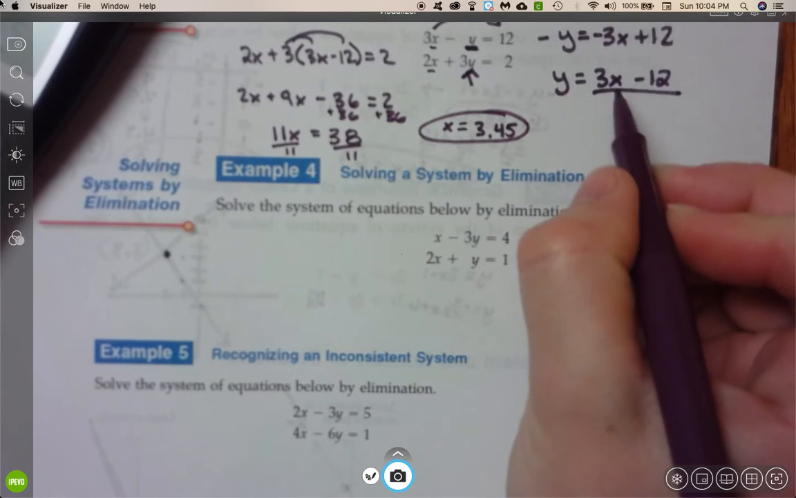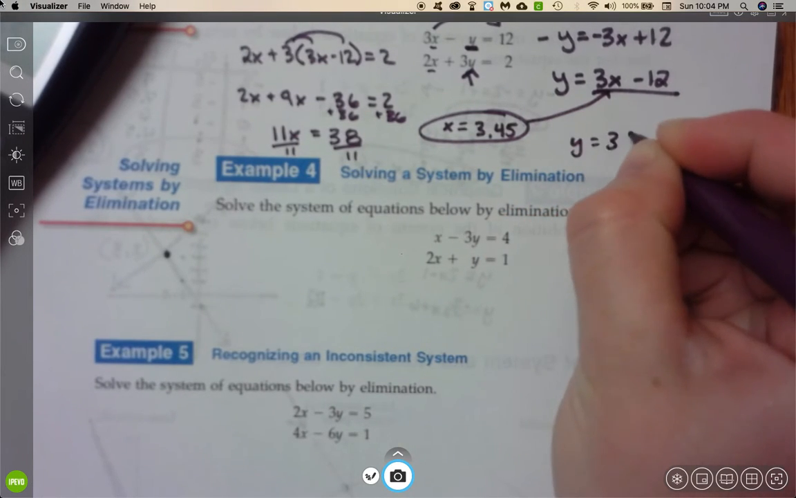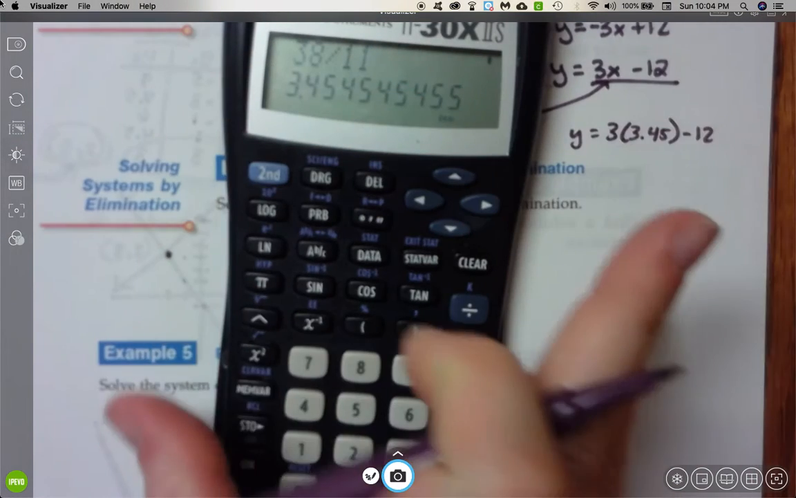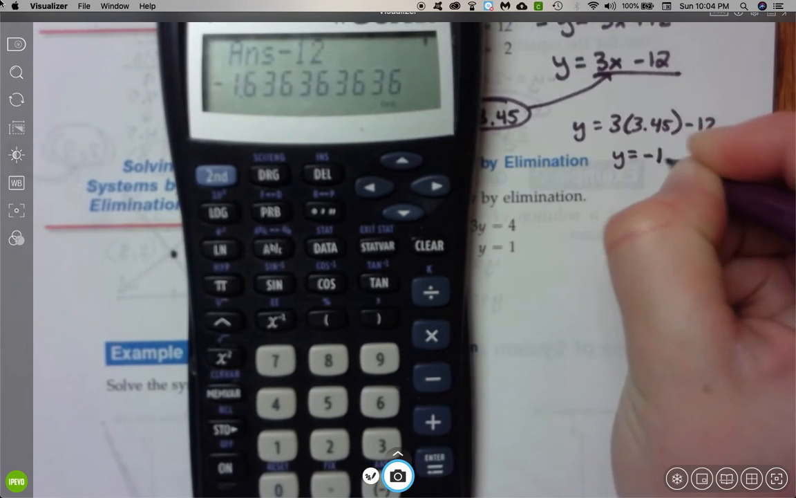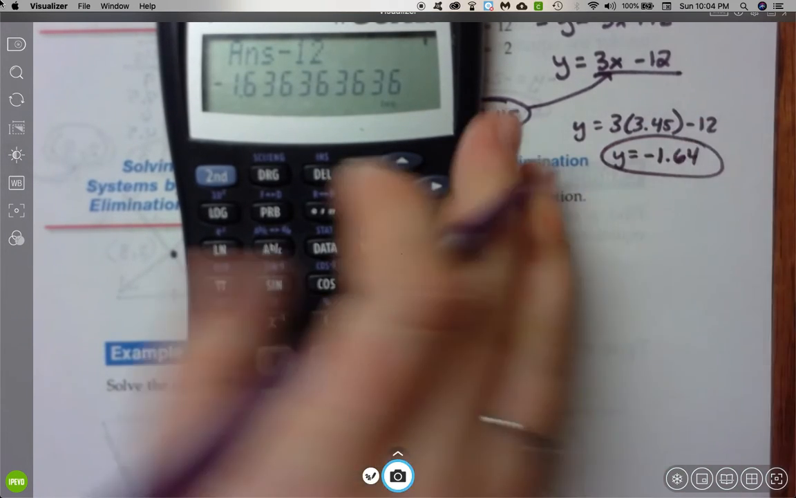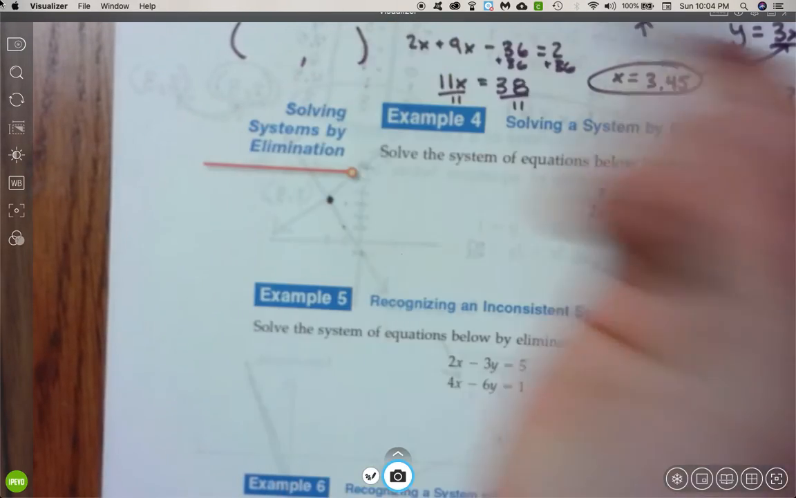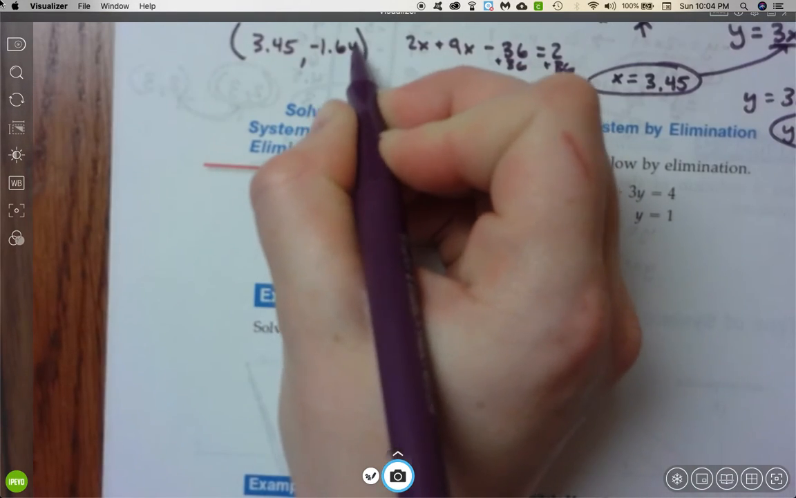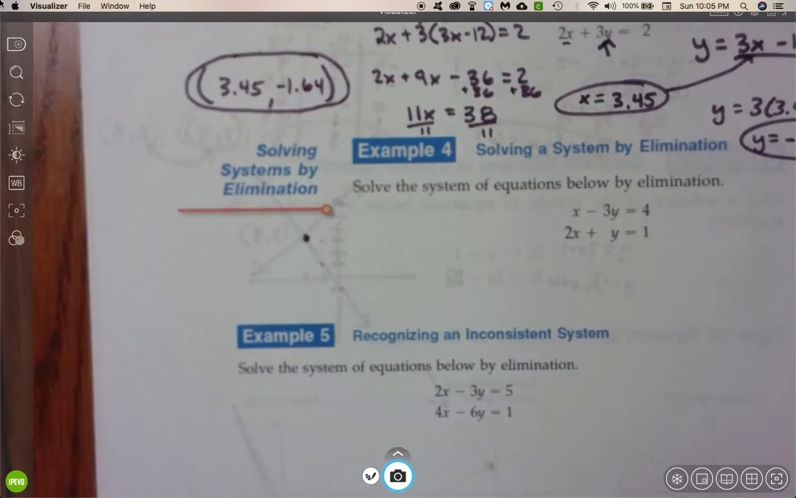Okay. Now I want to solve for y, so I'm going to plug the x back in there. So y equals 3 times 3.45 minus 12. I'm going to take what's already in my calculator, multiply it by 3, and subtract 12. And the y coordinate will be negative 1.64-ish. Yuck, that was a yucky one. Okay, so I'm going to write that as an ordered pair, which is 3.45, negative 1.64. And why do I care about this point? Like what happens there? That's where those 2 lines are going to cross each other.